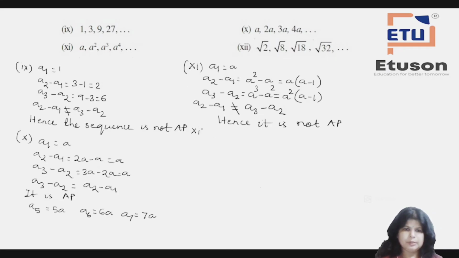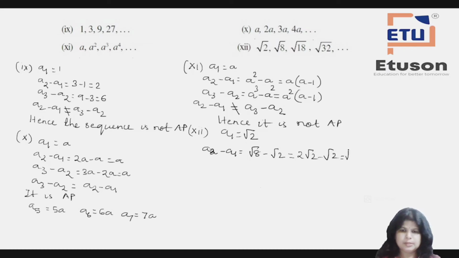Now bit 12. Here you have A1 is equal to root 2. So you can find the difference, that is A2 minus A1, that is root 8 minus root 2. What is your root 8? That is 2 root 2 minus root 2, that is equal to how much? It is root 2. Correct or not?